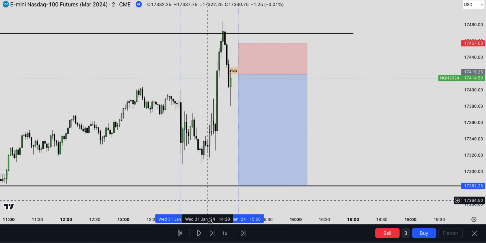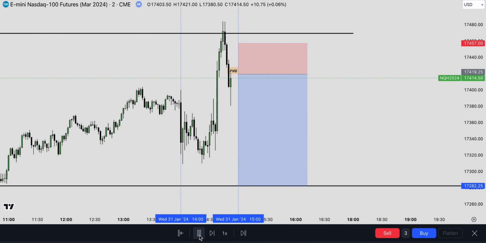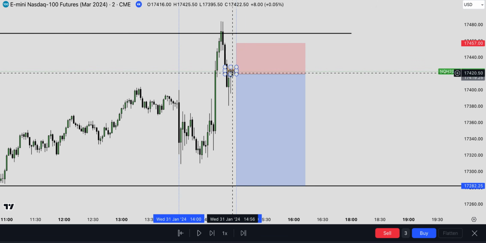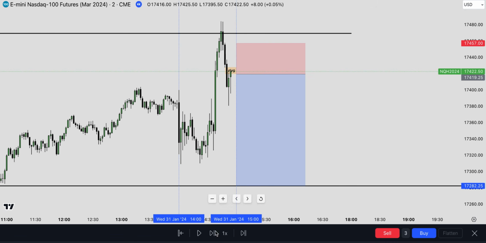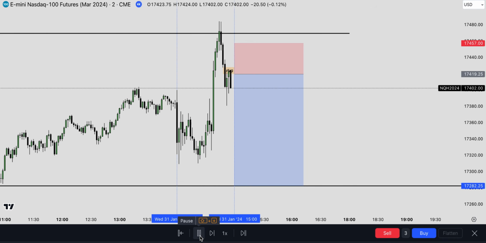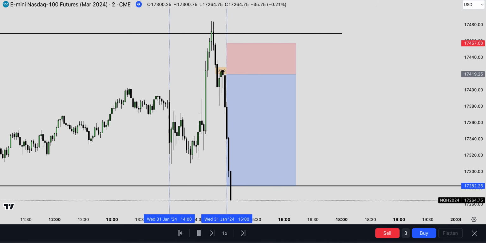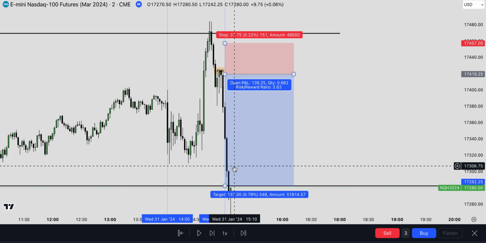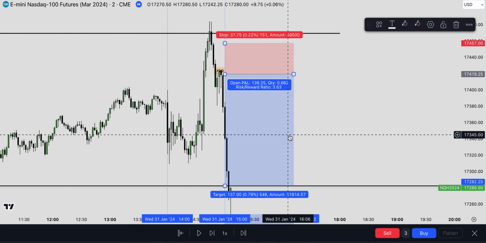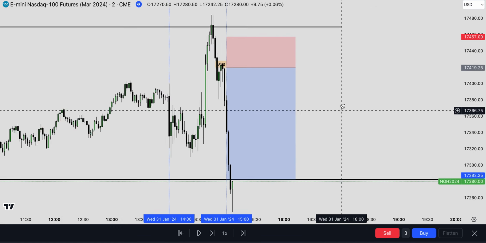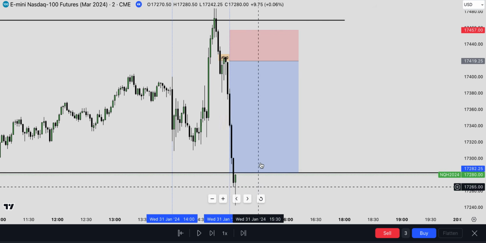Okay, so let's see how this trade plays out. Okay, so price taps us in this fair value gap, and it looks like it's melting straight away. Jesus, okay, and that went to our price target very quickly. Easy 3.6 risk reward trade. I would be all out of my trade here.